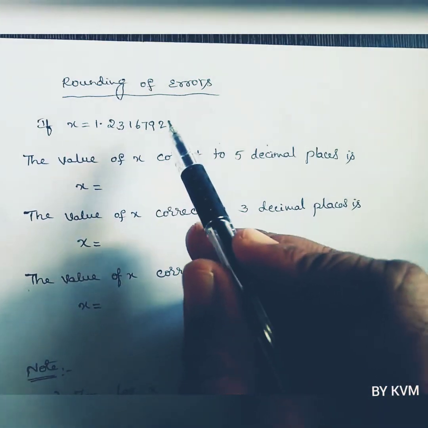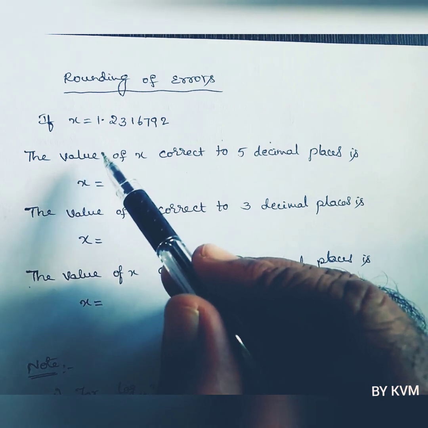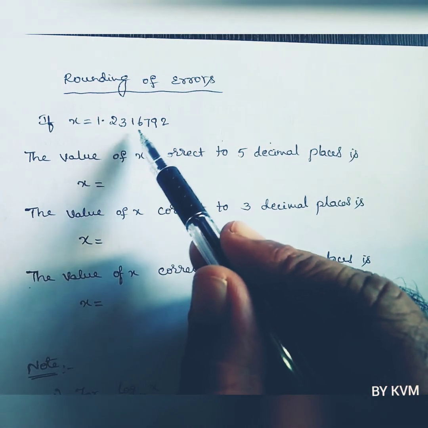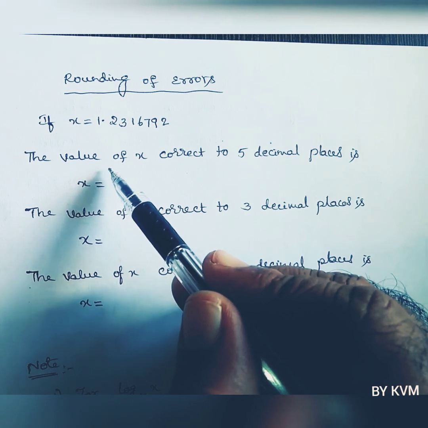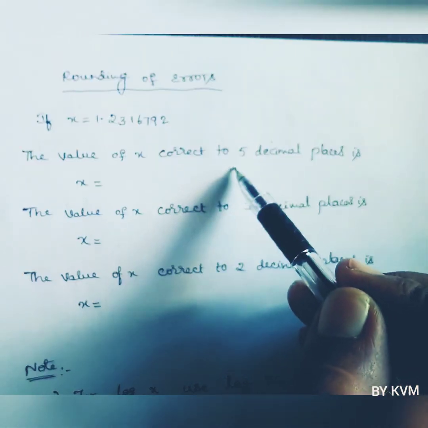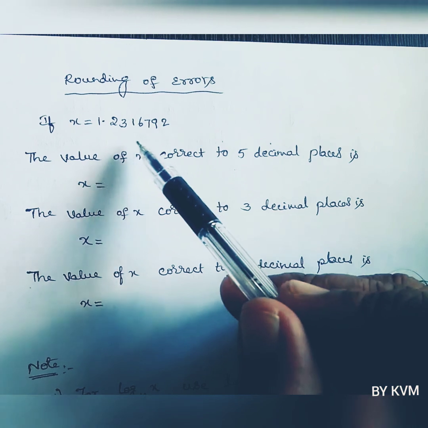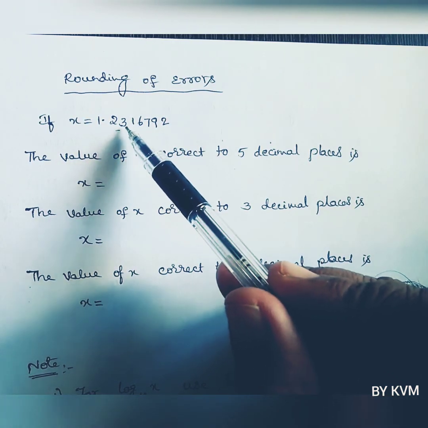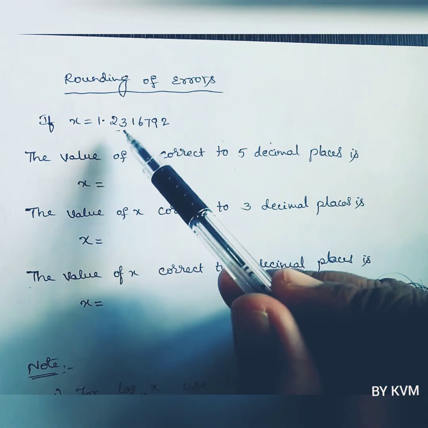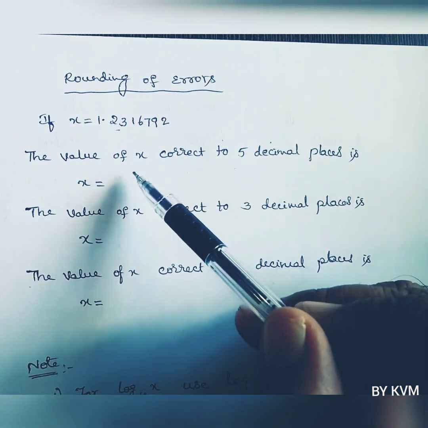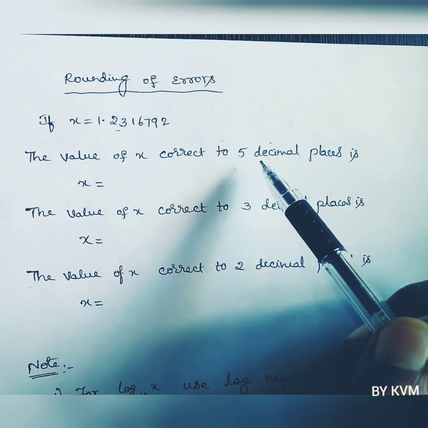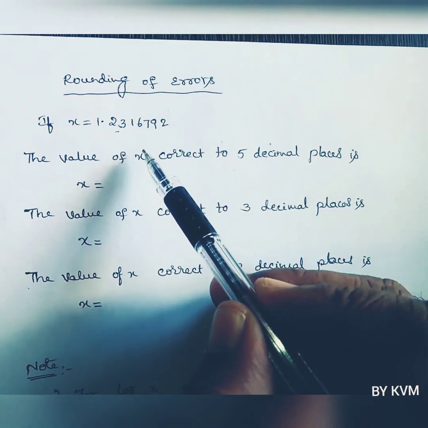So the next concept is rounding of errors. Let's say x is 1.2316792. If you want to keep the value of x correct to 5 decimal places: after the decimal point here we have 1, 2, 3, 4, 5, 6, 7, so there are 7 decimal places, but we have to keep the value of x correct to 5 decimal places. So what do we have to do?